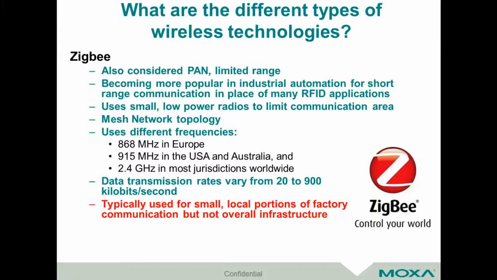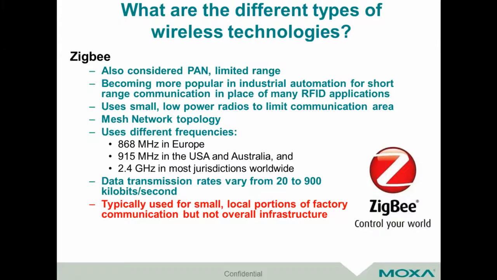As long as they can see another node within the Zigbee network, it will be able to basically hop through that other device to get to the master. So in this sense, it's great because you don't necessarily need line of sight in order to communicate with Zigbee. Zigbee, as I mentioned, is probably the most popular personal area network when it comes to industrial communication.